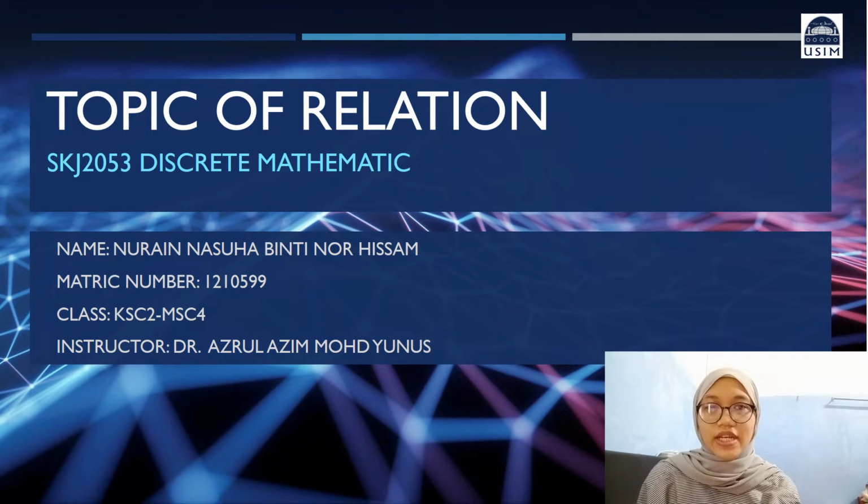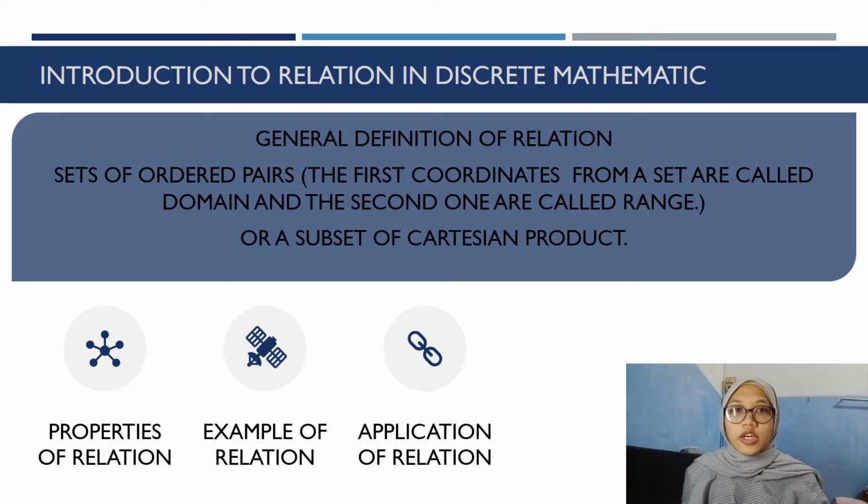Today I will be presenting about the topic of relation for the subject Discrete Mathematics. To begin with, I am going to talk about the definition of relation, which is generally known as sets of ordered pairs, where the first set is called the domain and the second one is called the range. It is also known as a subset of the Cartesian product. For this presentation, I will go through the properties of relation, examples of relation, and also the application of relation.